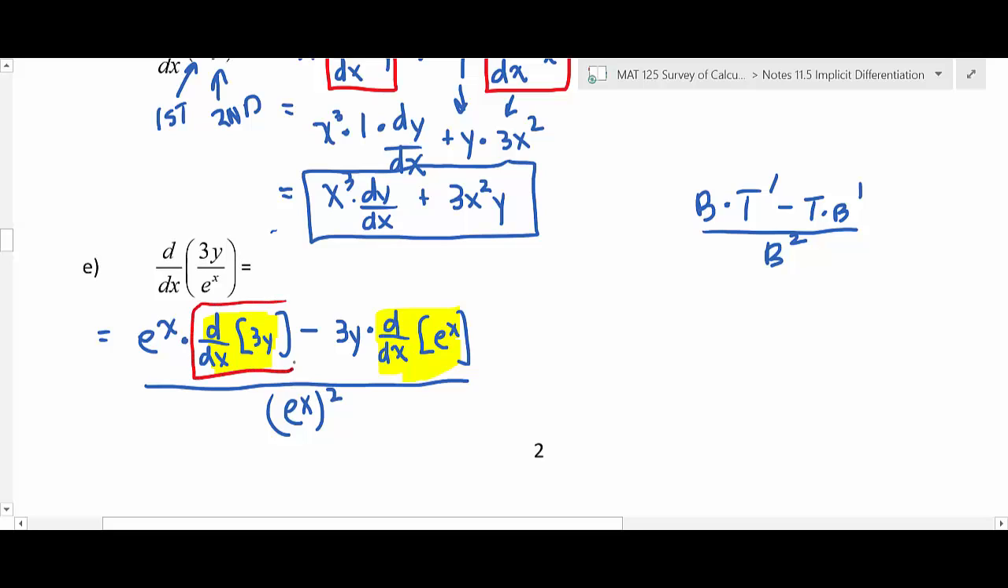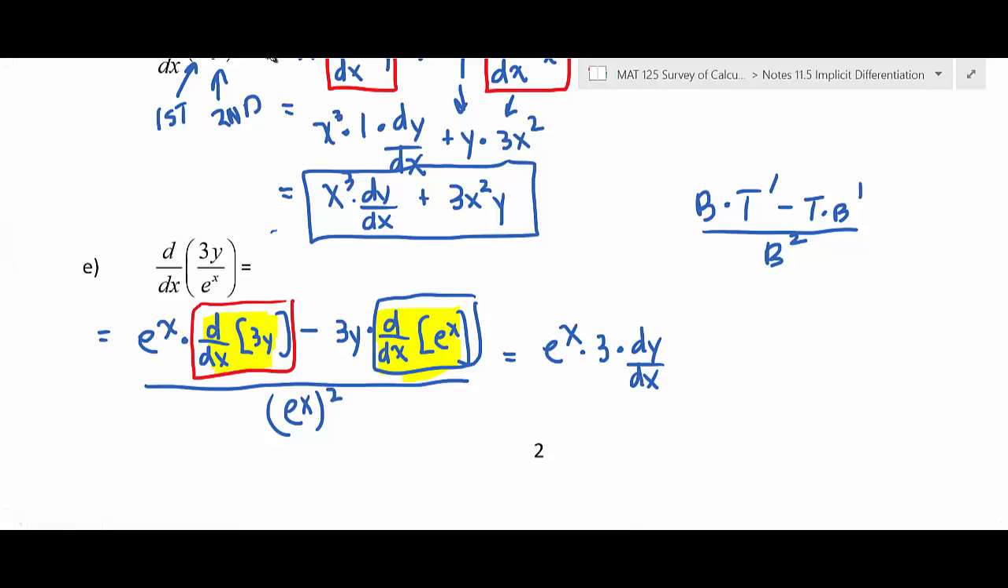Let me see if you guys can do this now. What is this? 3 times dy over dx. The variables do not match, right? That's what you have to pay attention to. So you're going to have e to the x. That's going to be 3, but don't forget the variables don't match, so you must have that. What's this? E to the x. The variables do match, so it's just e to the x. So that means we'd have minus 3y times e to the x like that.